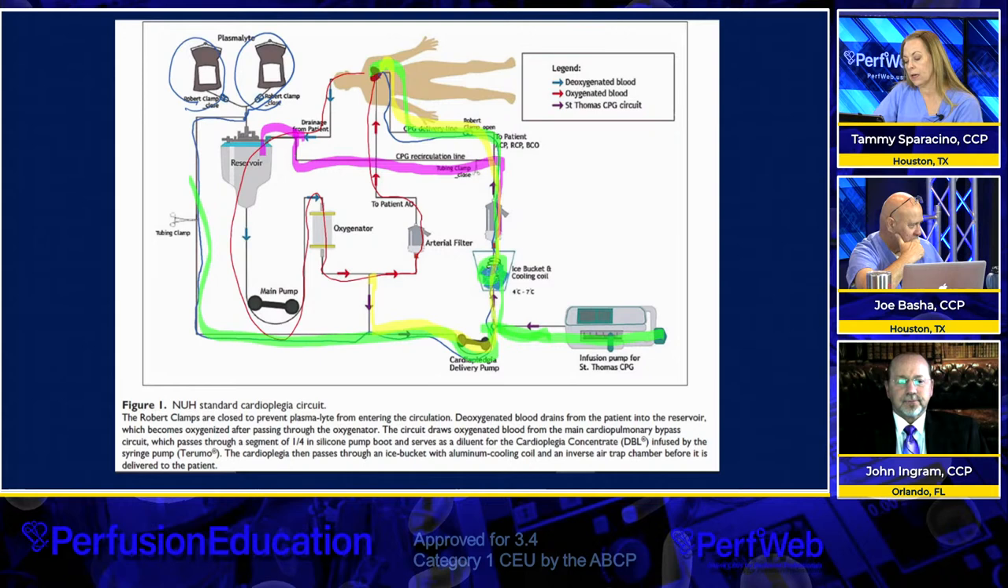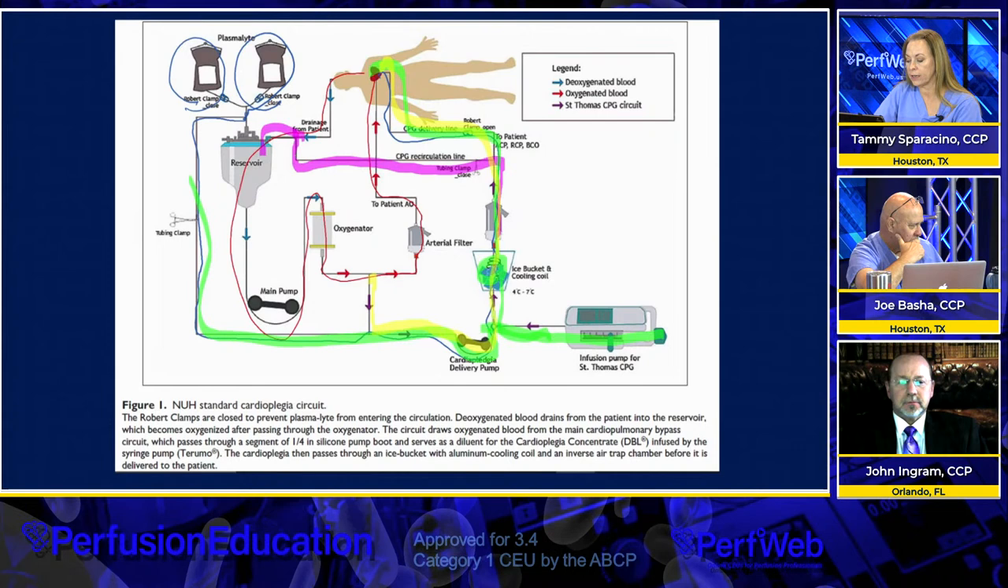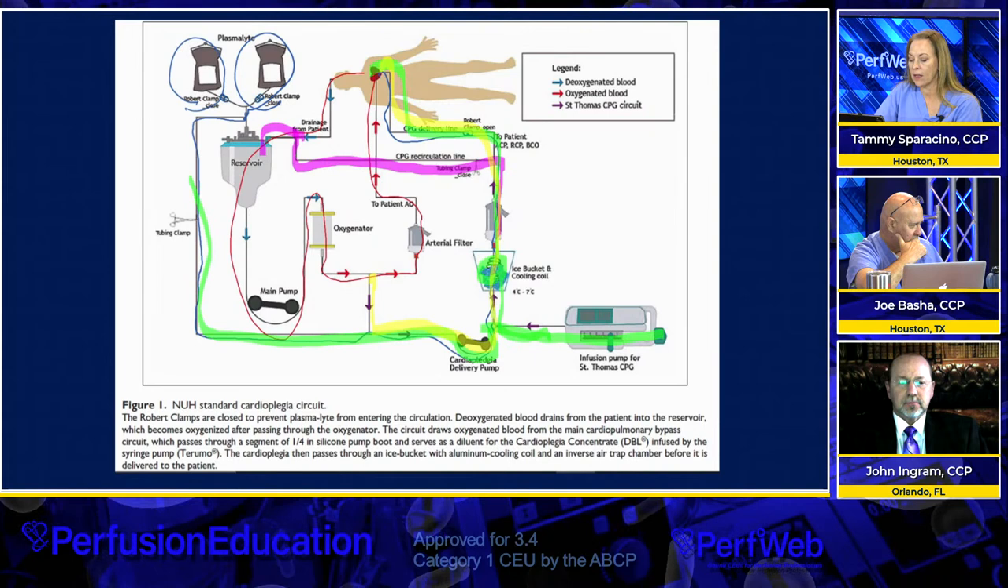It then passes through a segment of quarter-inch silicone pump boot tubing that serves as a diluent for the cardioplegia concentrate infused by the syringe pump. The cardioplegia then passes through an ice bucket with an aluminum cooling coil and an inverse air trap before it's delivered to the patient.